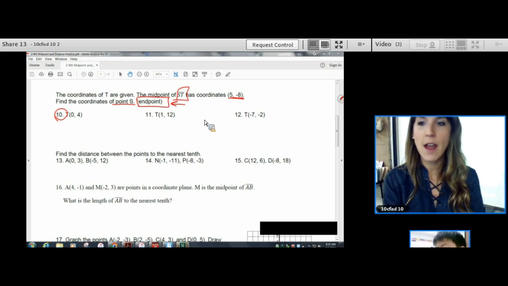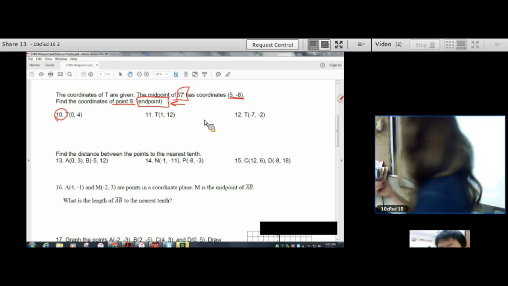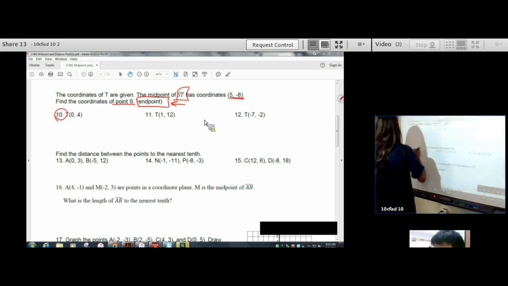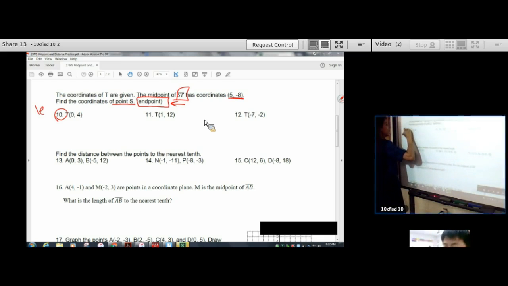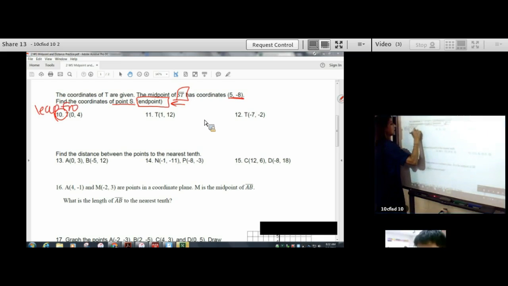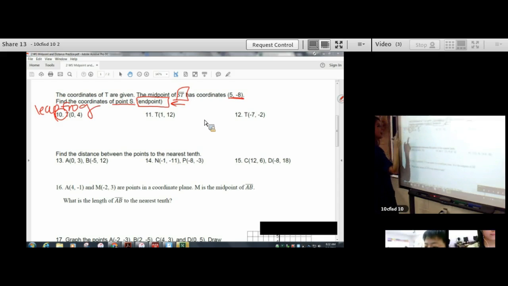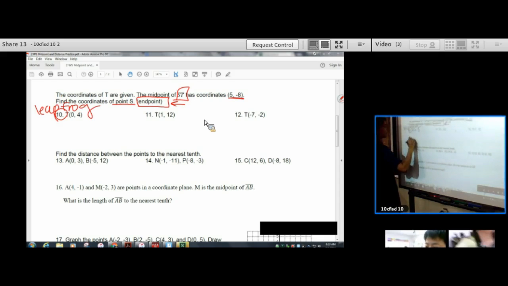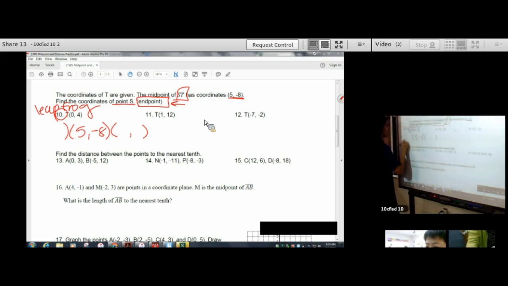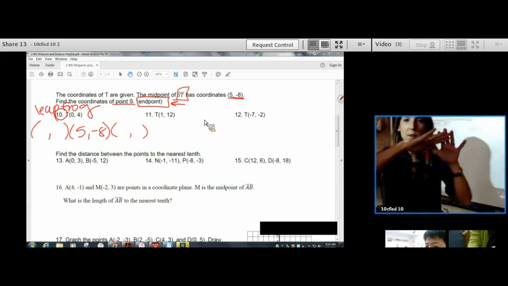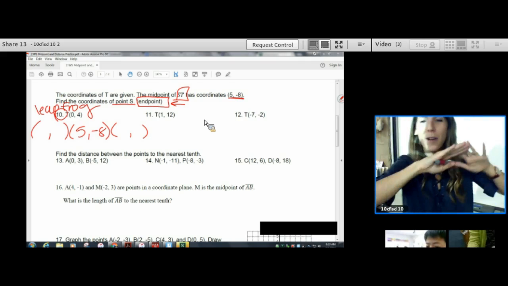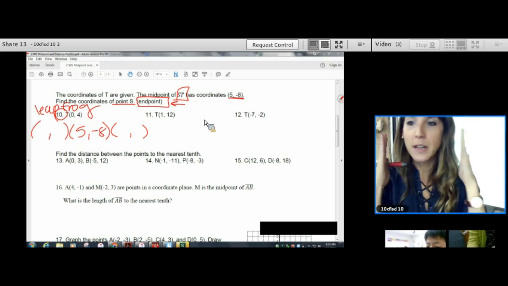But I taught you another way, and I called it leapfrog. To play leapfrog, I'm going to write that. When you're looking for an end point, you can play leapfrog. To play leapfrog, you put the points in a row, like this. You make them collinear. You put the points in a row, and you put the midpoint in the middle.